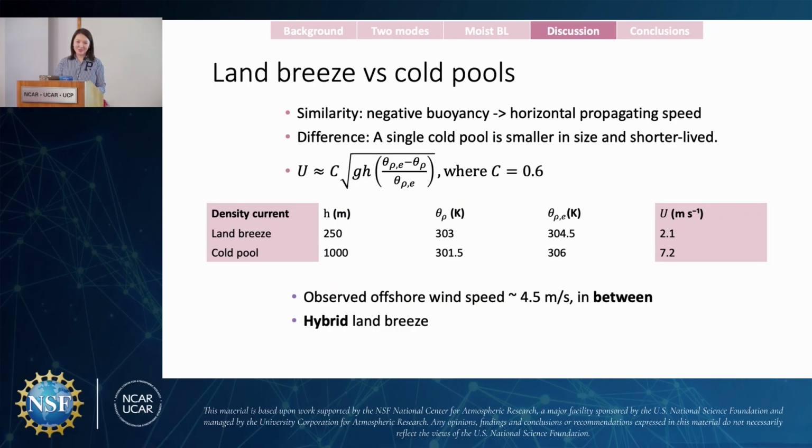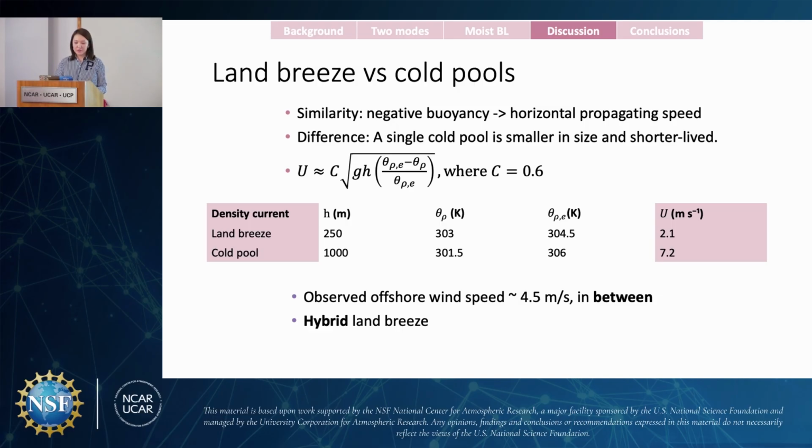Next, going back to my first question: land breeze and cold pools. They also have a very significant similarity in that they both have negative buoyancy, even though driven by different sources of cooling. Because of the negative buoyancy, they have horizontal propagating speeds. A small difference here is that a single cold pool is smaller in size and shorter lived. And of course, they have different thermal structures, so they will also have different propagating speeds.